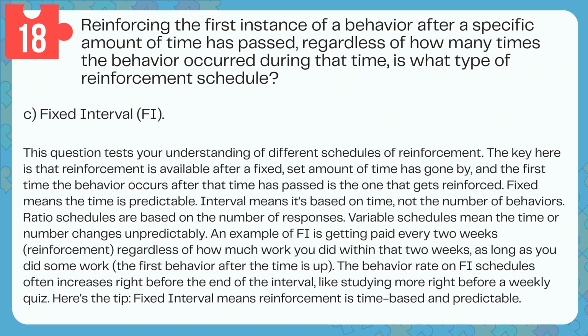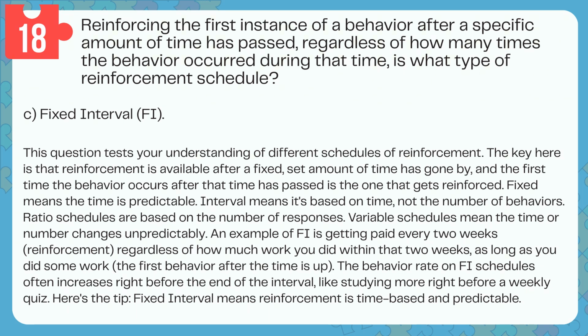Answer. C. Fixed interval, FI. This question tests your understanding of different schedules of reinforcement. The key here is that reinforcement is available after a fixed set amount of time has gone by, and the first time the behavior occurs after that time has passed is the one that gets reinforced. Fixed means the time is predictable. Interval means it's based on time, not the number of behaviors.